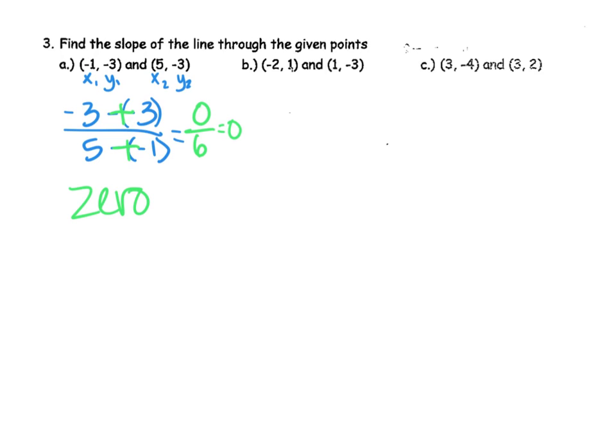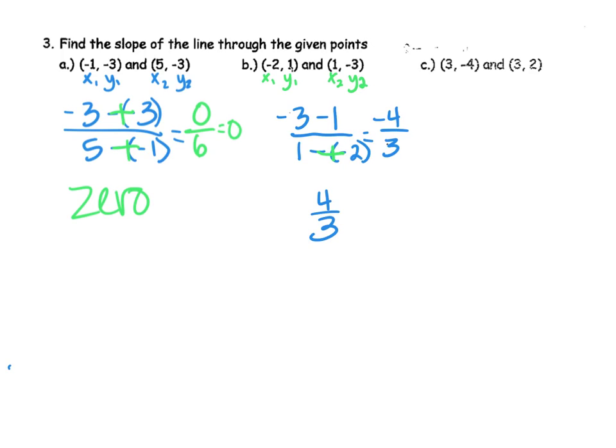All right. x1, y1, x2, y2. y2 minus y1, over x2, 1, minus x1, negative 2. Do the math on the numerator. Negative 3 take away 1, negative 4. 1 minus negative 2 is plus 2, so 3. So 4/3. All right? Good job.